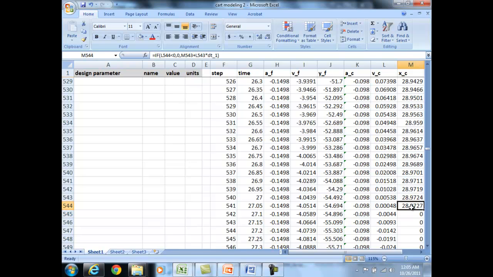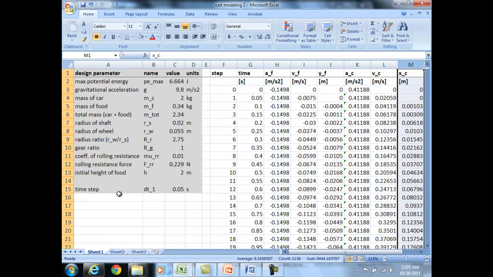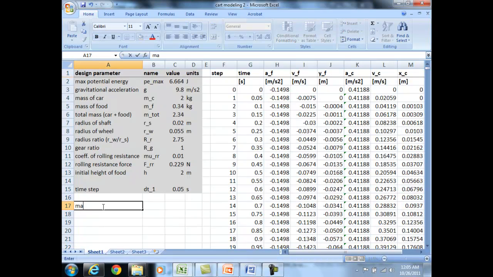But what this lets us do is find the final position, the total distance traveled, by looking for the maximum of this column. And so if we go back up to the top, over here we can say maximum distance, and that'll be equal to the max of this column. So there's our 29 meters. Let's put some units there.